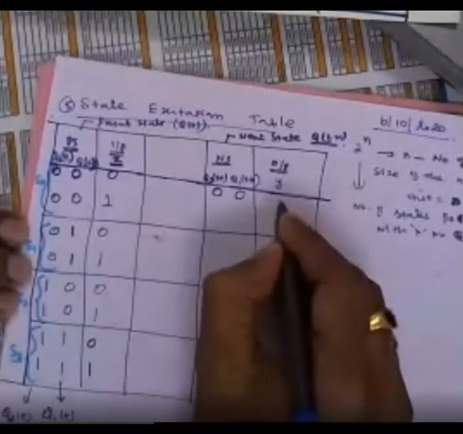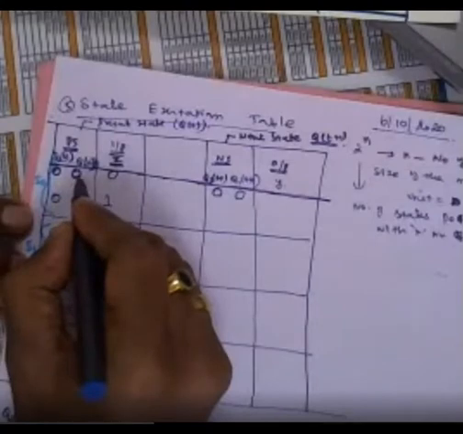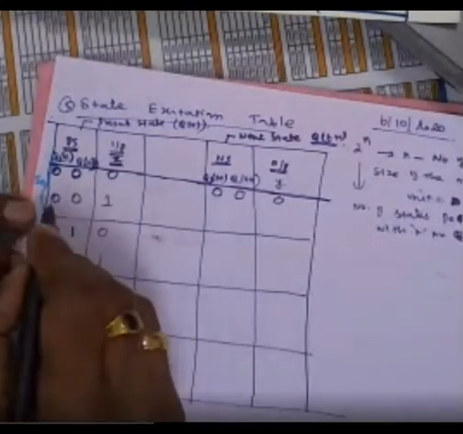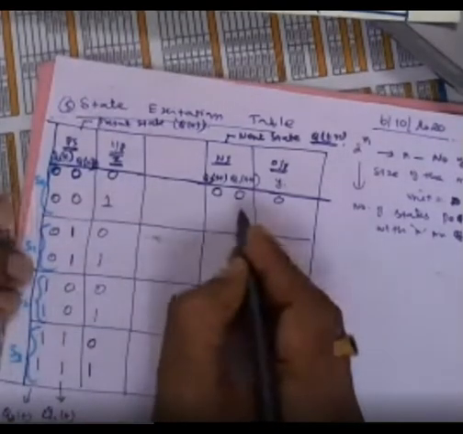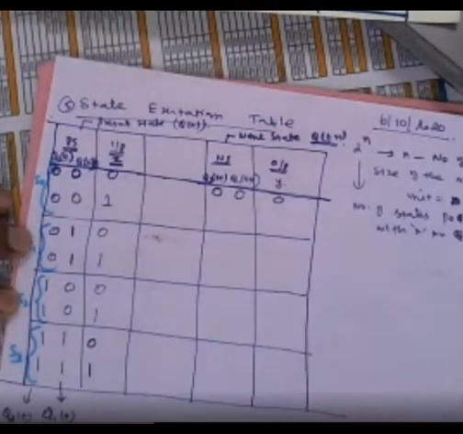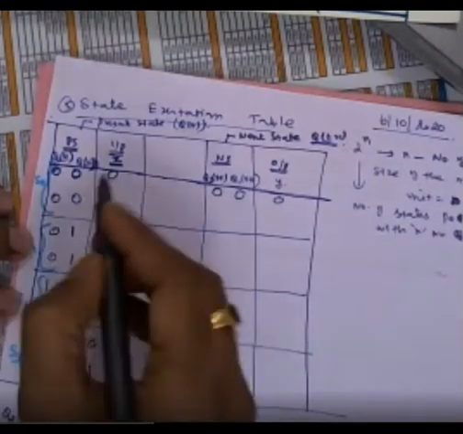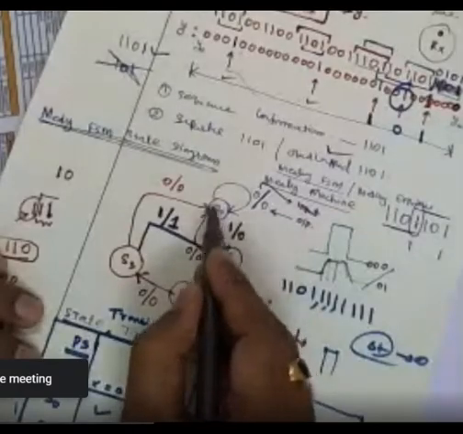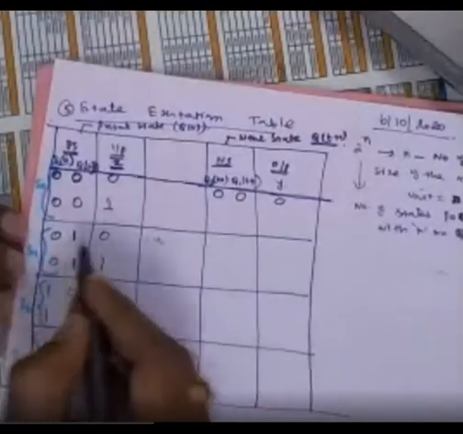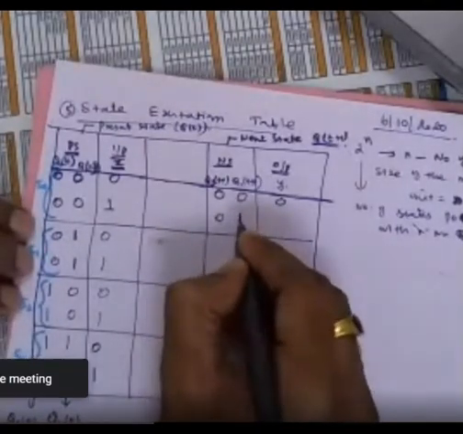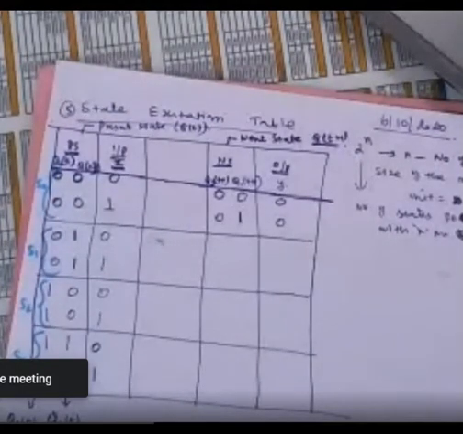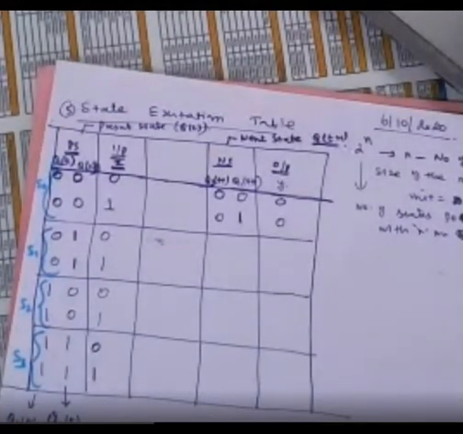What is the output for this condition? If 0, 0 is the state, and 0 is coming now, then the output is also 0 now, right? So like that, 0, 0, if 1 is coming, where should I go? If 0, 0 is the state and 1 is coming, I am moving into S1. For S1 we have already assigned 0, 1. So this will go to 0, 1. Then the output will be 0, right? Like that, you fill up and tell me.